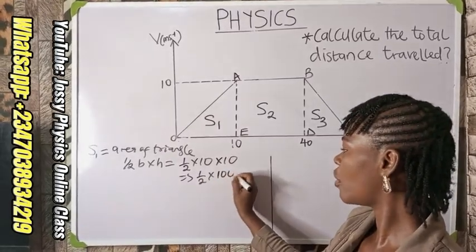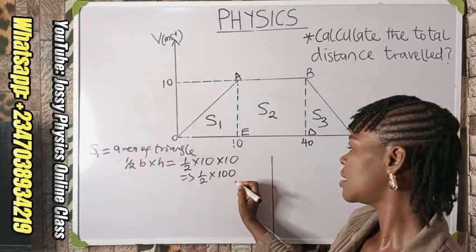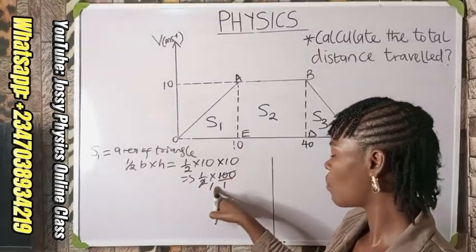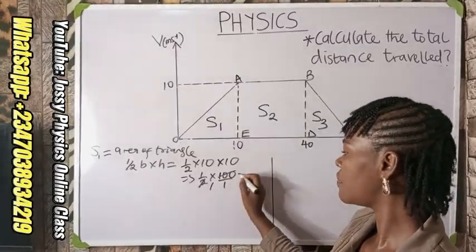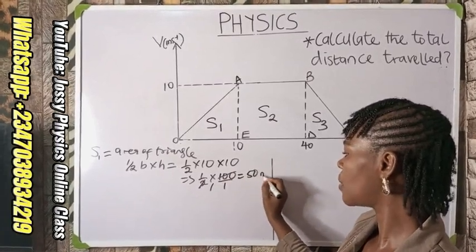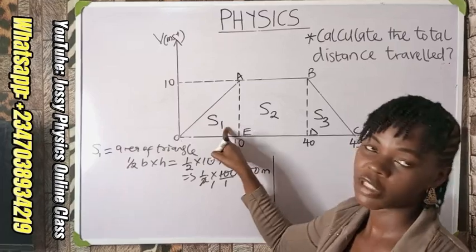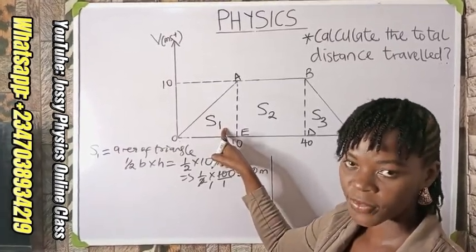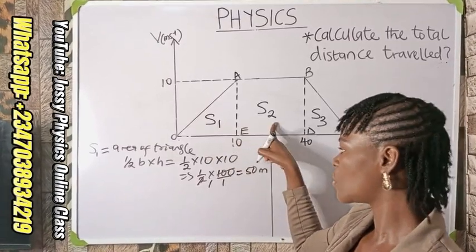That is 100. Then this is over 1. If I divide, 2 divided by itself is 1, and 2 divides 100 to give 50. I'm going to have 50 meters. That is just the distance of the triangle, which is x1. So let us go to S2.